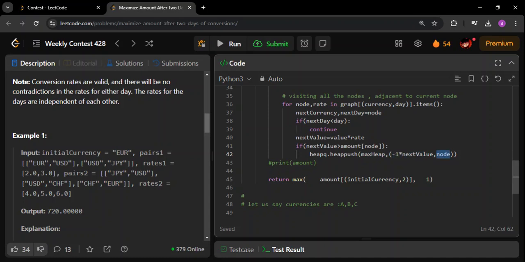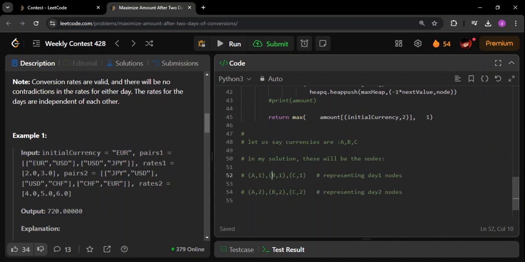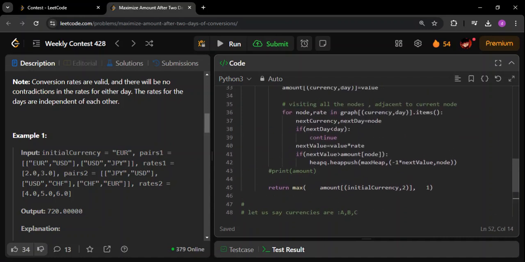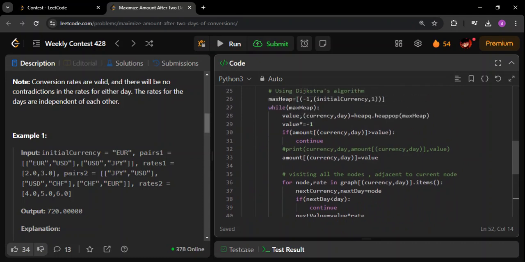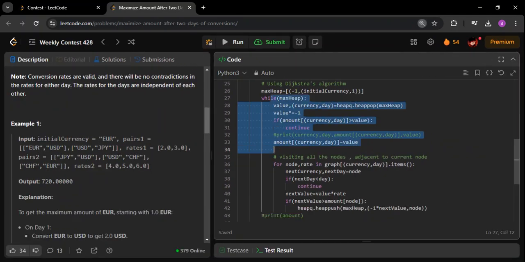What is the node name? Node name is a combination of the currency name and the day name, okay, like this. It will be like this. Fine. This will keep continuing, okay. Okay, let me zoom out. This particular while loop will keep continuing, okay.